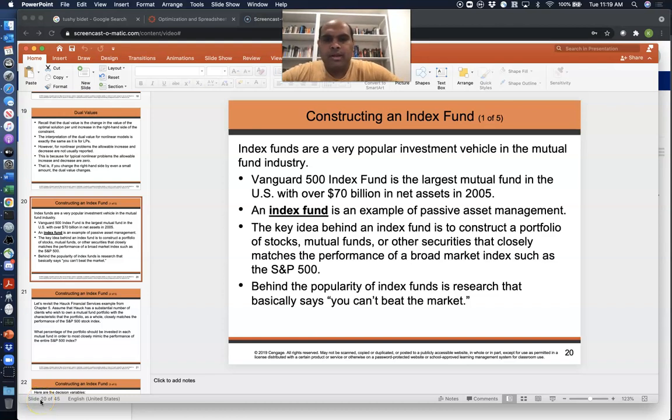Hello everybody, welcome to this video which is going to be an example of non-linear programming. We'll be talking about constructing an index fund, which is a very popular kind of fund used for passive fund management. So we'll talk about that in a second. This video is going to be about index funds, right? Index funds are a very popular type of investment vehicle in the mutual fund industry.